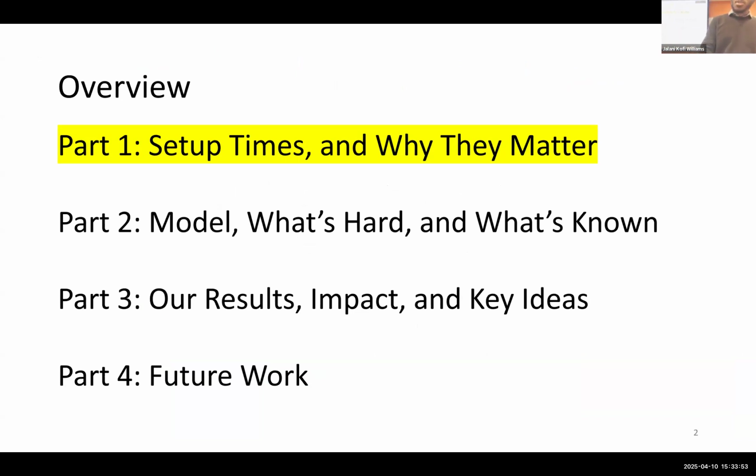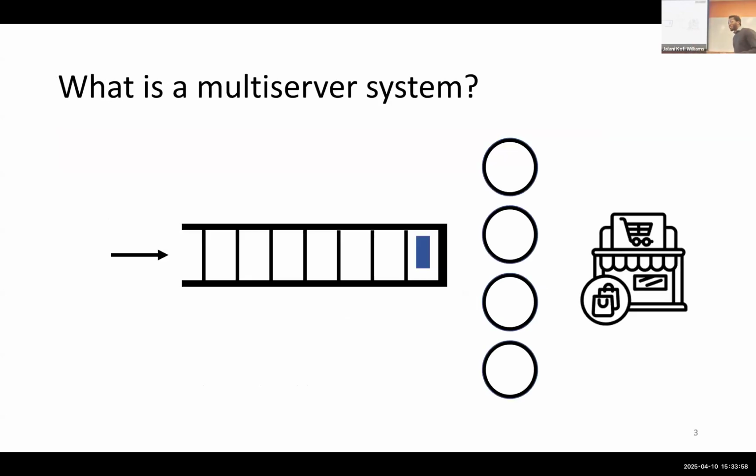Okay. So the first question that I want to answer is, what is a multi-server system? Because I imagine most of you aren't queuing theorists. What we do in queuing theory is we study places where waiting happens. For example, if you go to a supermarket to check out, you end up waiting in line. If you submit some kind of machine learning job, like an image generation job, you end up waiting for that job to be served. Or if you go to the bank, you're waiting to see a teller.